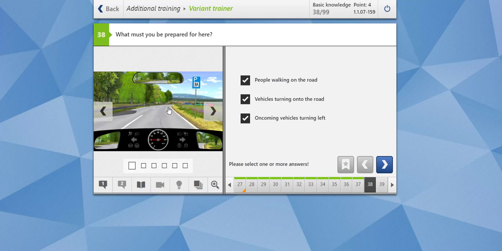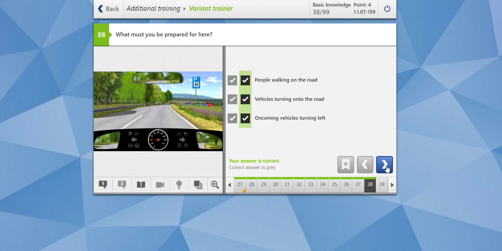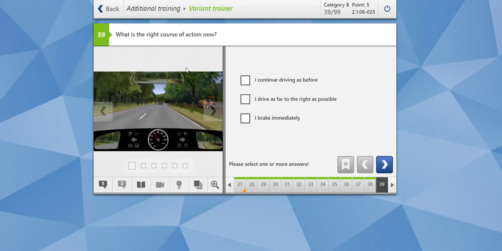If vehicles are coming from our side, they may turn onto the road. And you can also see the people walking on the road if they want to cross the road and go to the other side. All the options seem to be correct. Let's look at the answer. Our answers are correct.